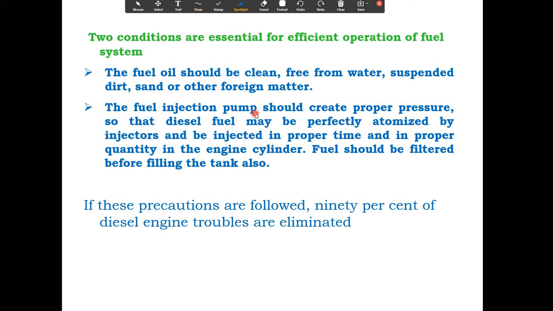The fuel injection pump should create the proper pressure so that diesel fuel may be perfectly atomized by injectors and be injected at the proper time and in proper quantity in the engine cylinder. And the fuel should be filtered before filling the tank also. If these precautions are followed, 19% of the diesel engine troubles are eliminated.